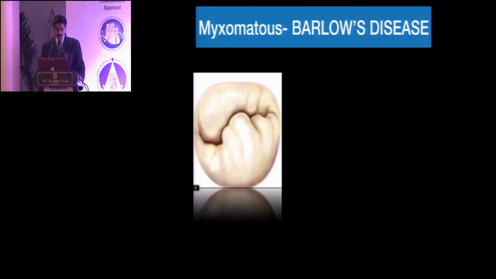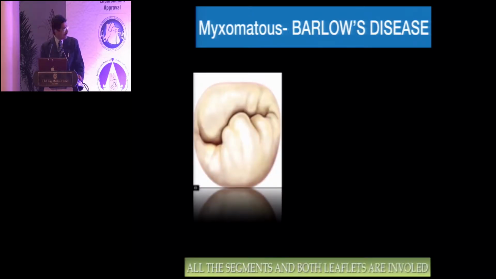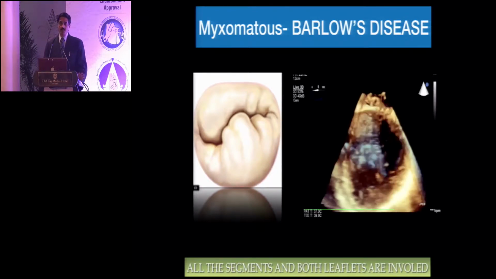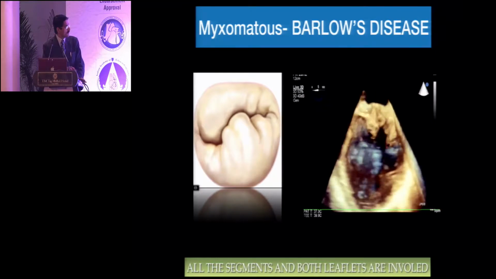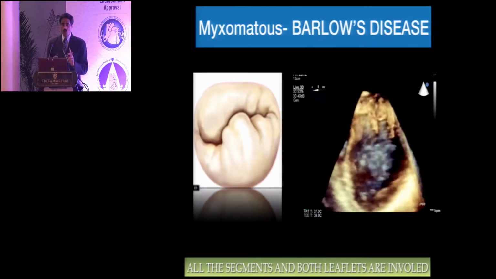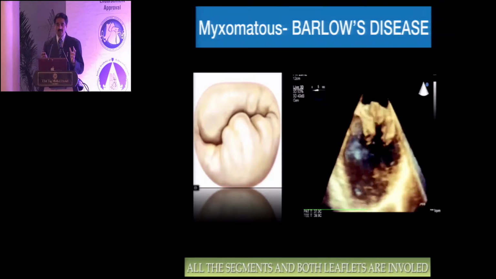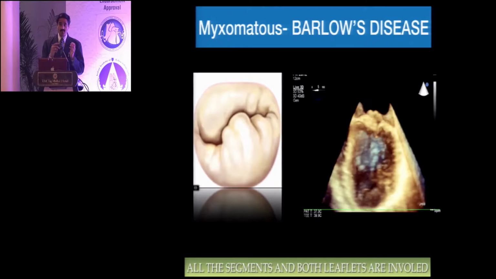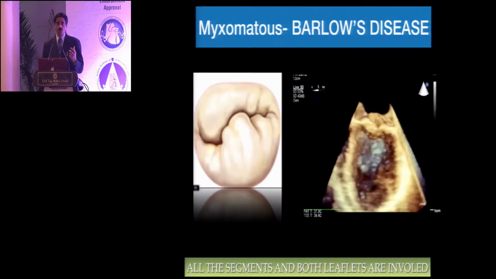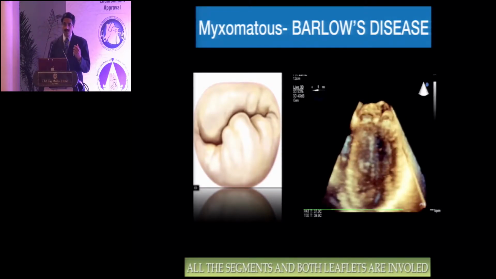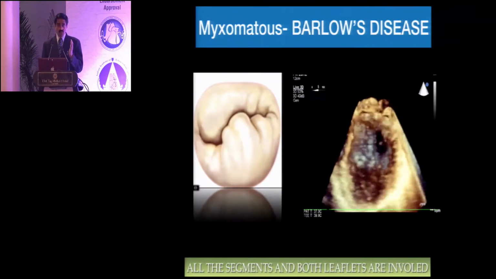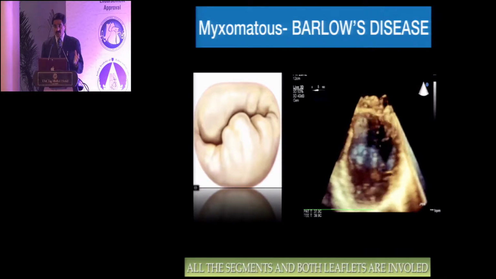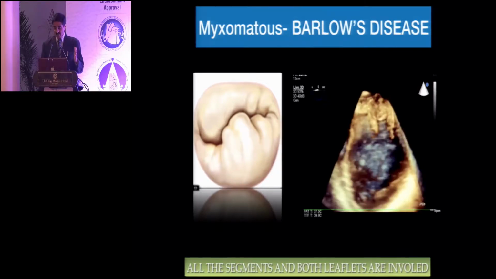If we start with myxomatous Barlow's disease, it is a disease where all the segments and both leaflets are involved. This is the typical format of Barlow's disease, where not one segment but both leaflets are involved. That is called bileaflet prolapse. This usually happens in a younger age group, but they present very late because of thick cords, thick papillary muscles and thick leaflet tissues, so they can rupture very late. This patient hardly comes with a cord rupture, but presents with a huge LA and left ventricle.